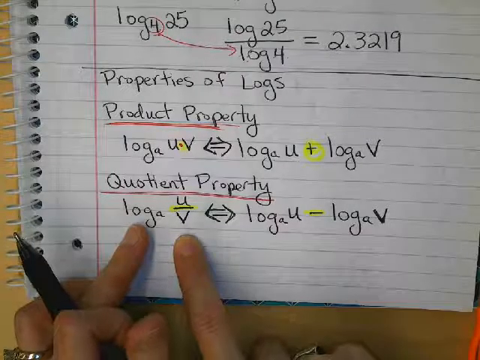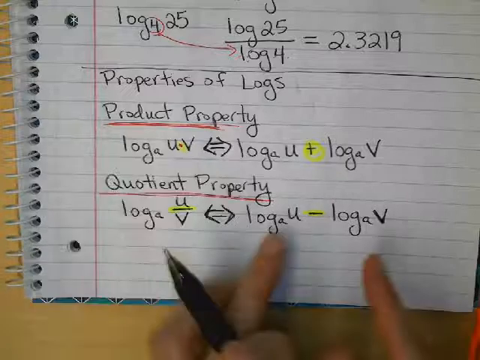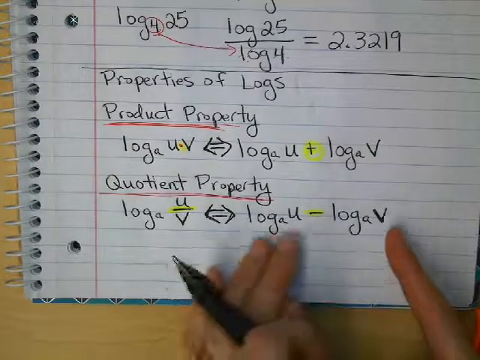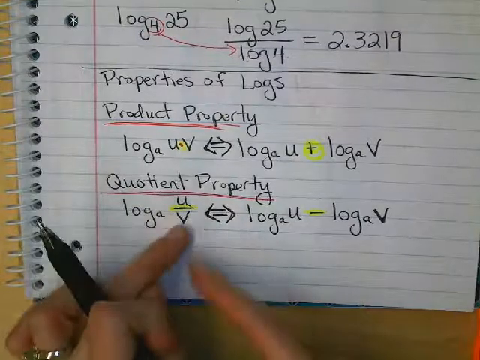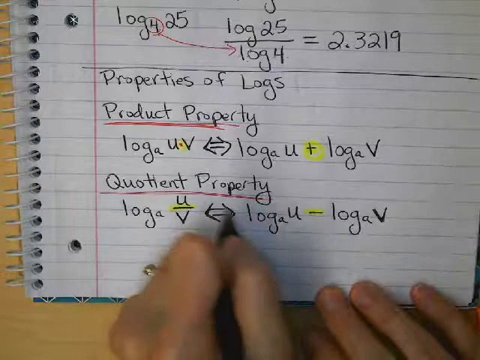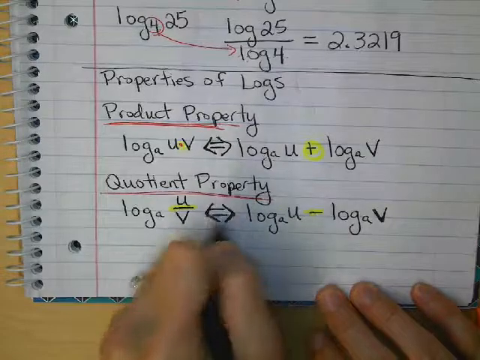And we'll try a few, you'll see. You can put it back together. If you get presented with a subtraction of two logarithms, you can put it back together into a fraction like that. So they go both ways. So that's why I'm making my equal sign like an arrow. It goes either way.